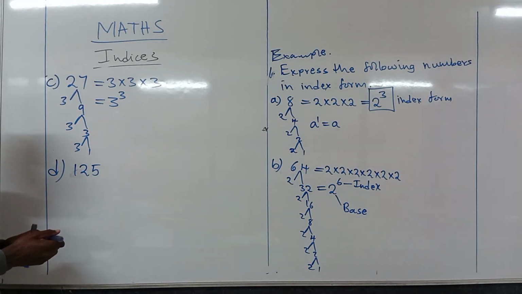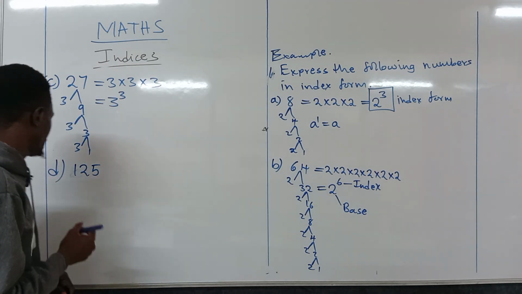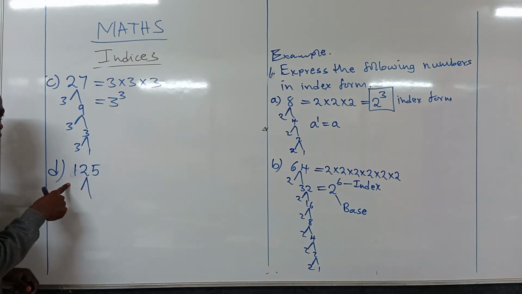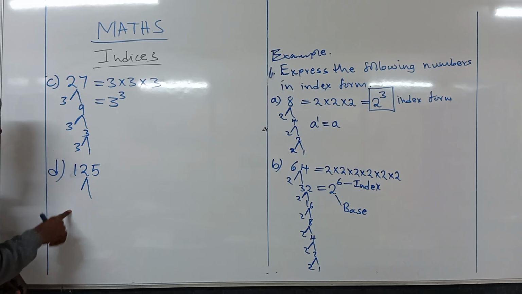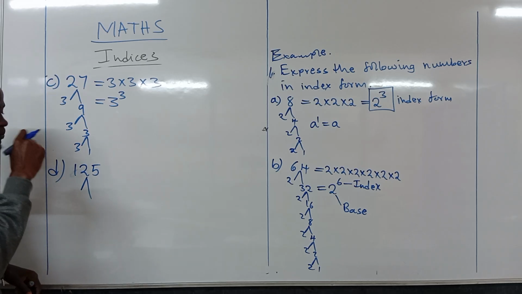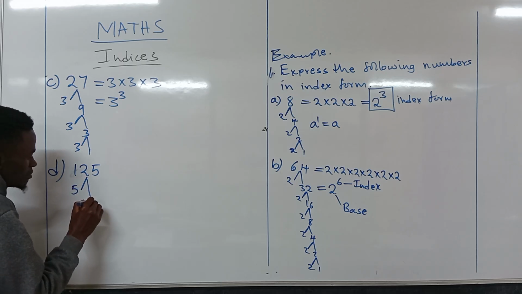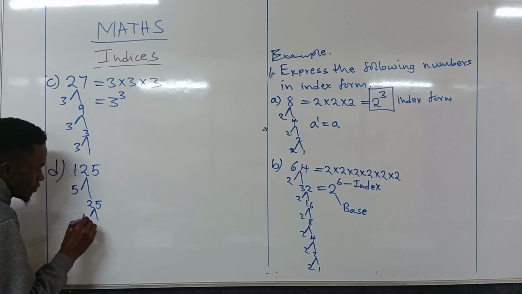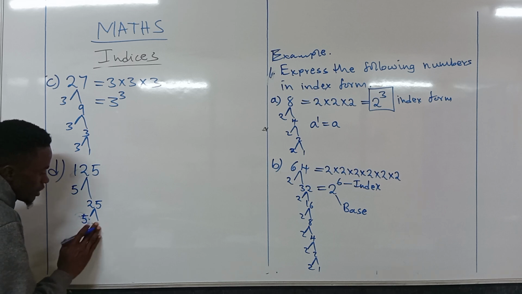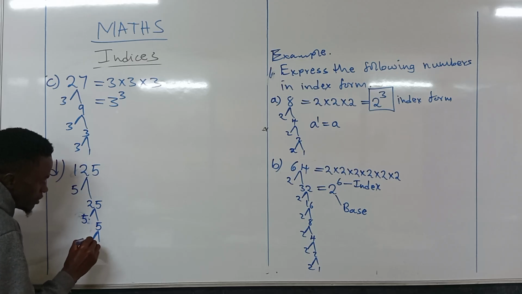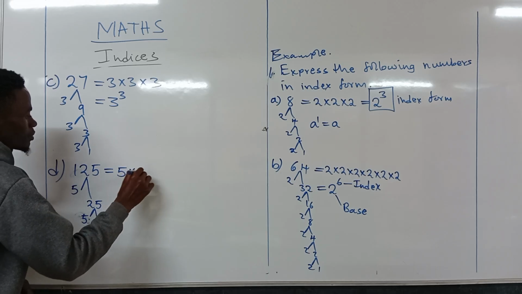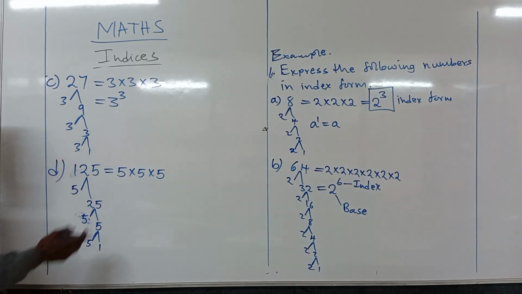So 125, we are going to express this number first in terms of prime numbers. It makes it easier for us to identify which is the base and which is our index. So 2 does not divide 125, 3 does not divide 125, so we go to the next prime number. 4 is not a prime number, so we go to 5. 5 divides 125 by 25. Again 5 divides 25 by 5, and then 5 divides 5 by 1. So our number written as a product of prime numbers is 5 times 5 times 5.